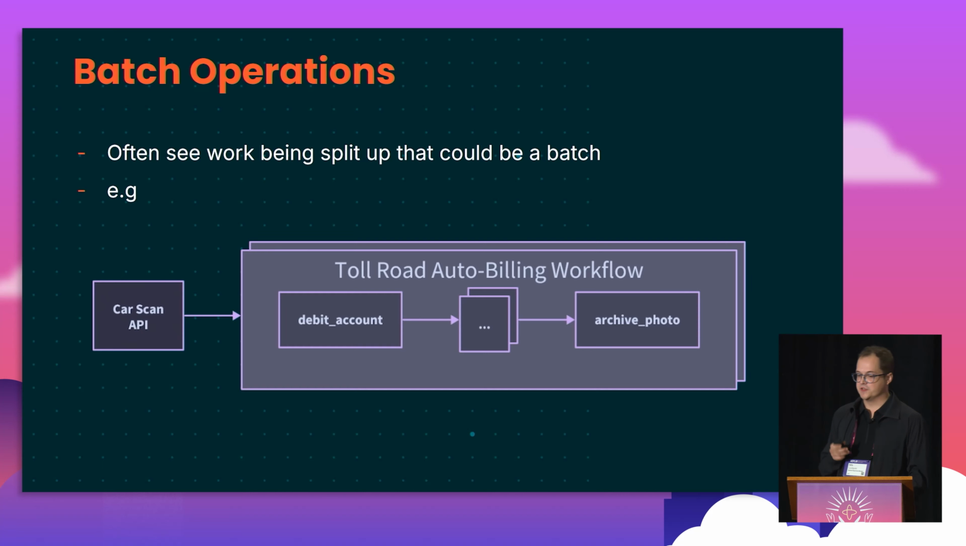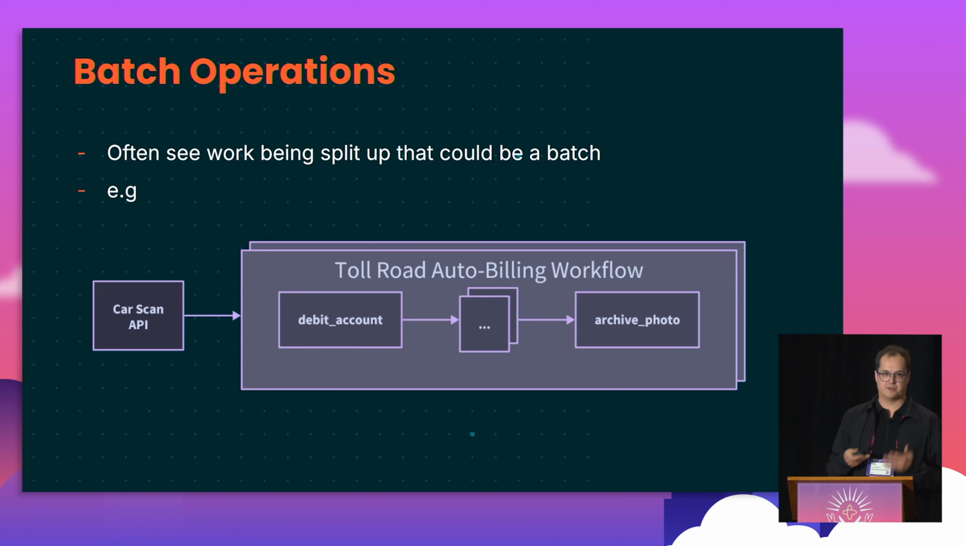So the batch operations, this is something that we frequently see people doing. It's generally completely unintentional. Temporal gives you this nice way of structuring all your execution flow and your logic on a per entity basis. You can have, in this case, a kind of toll road auto billing workflow. Someone drives past a camera, we bill their toll road account. And so this is running tens of thousands of times per day. You debit their account, you send some notifications if they're running low on cash in their account. Maybe you send a reminder that they're overdue, something like that, and then you archive the photo. But you're doing this tens of thousands of times a day.